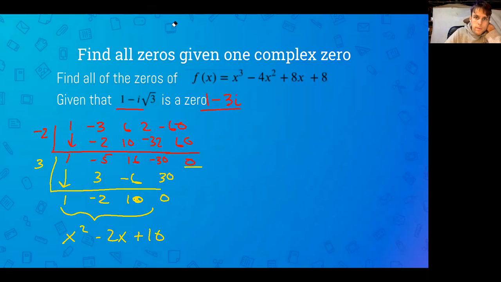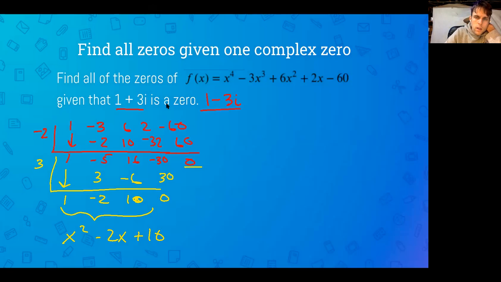quadratic formula with that. When we know our solutions are going to be complex numbers, that's when we want to use the quadratic formula. All right, so x is equal to the opposite of b plus or minus the square root of 4 minus 4 times 1 times 10, which is minus 40, all over 2 times 1.